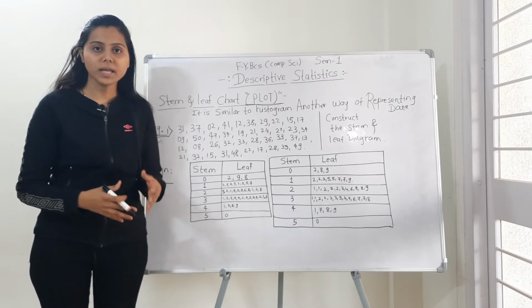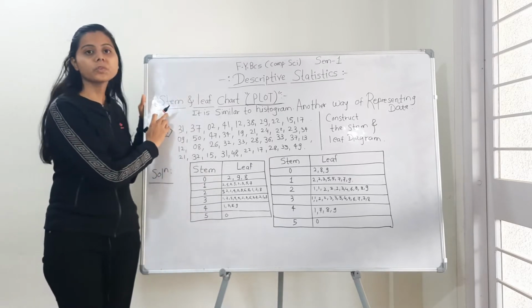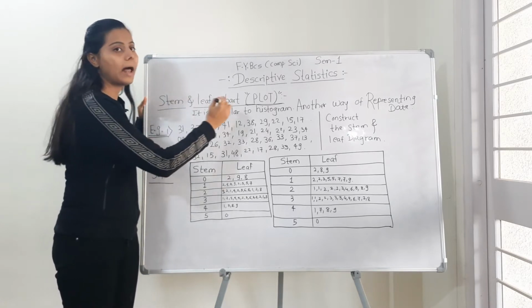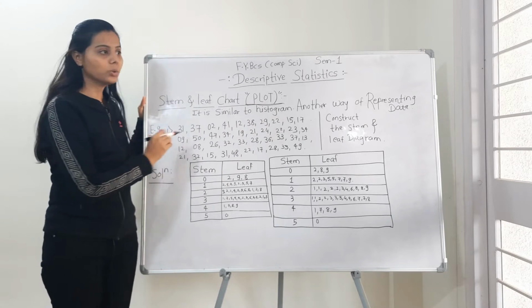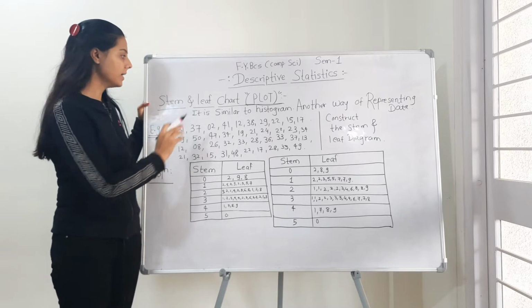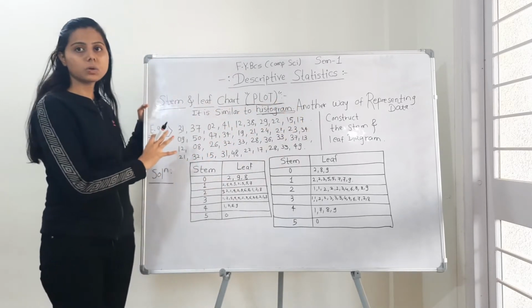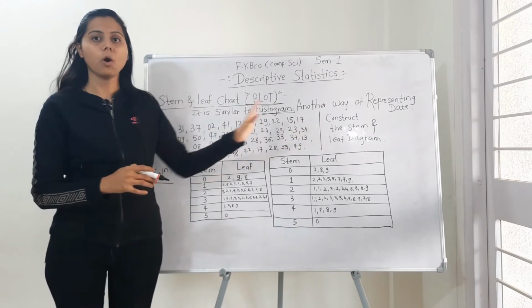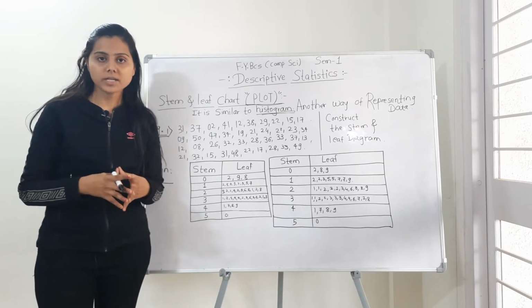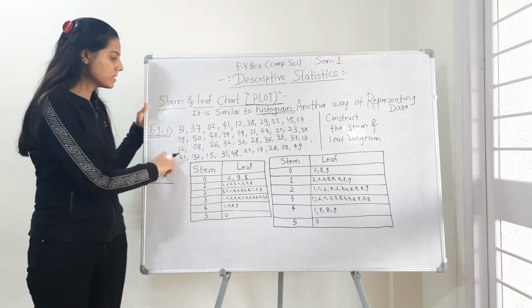Now, in today's class, we are going to start learning the next method for representing data, and that method is the stem and leaf chart. It is also known as a stem plot. So, what is a stem and leaf chart? It is similar to the histogram, and it is another way of representing data. Now, we are going to learn how to draw the stem and leaf chart for this data.